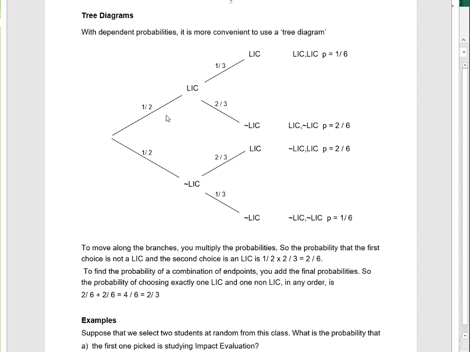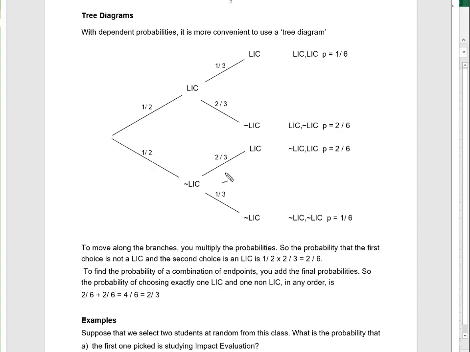And then once you've got that, to get the probability of each branch, you just use that rule of multiplying. The probability of low income and low income is the probability of low income for the first one times the probability that the second one is low income given the first one is low income. So if you've seen these kinds of diagrams before at school and so on, what this is adding in here is the idea that this is called the conditional probability, or the conditional probability.